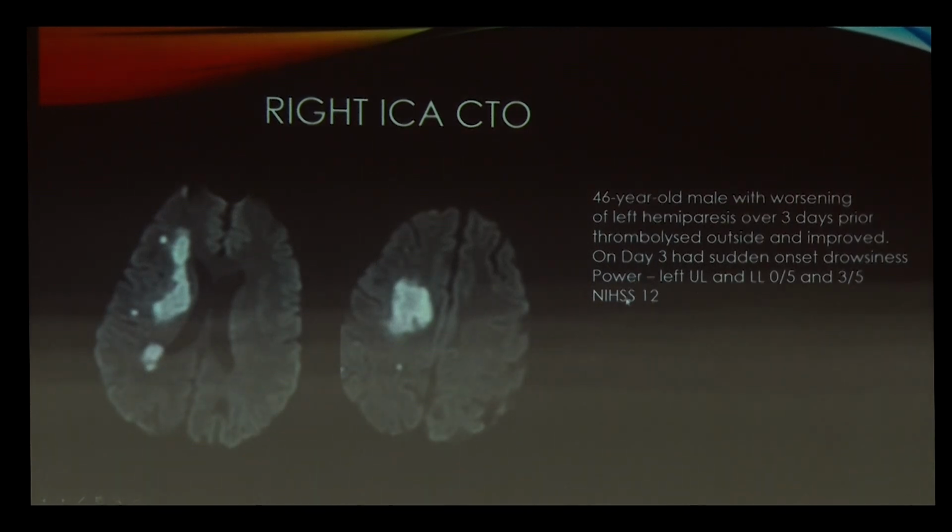This is a case of right ICA chronic total occlusion. This is a 46-year-old male who had worsening of left hemiparesis. He presented 3 days before with the onset. He was thrombolyzed in an outside hospital and he improved significantly. He presented to us 3 days later with sudden onset of drowsiness and worsening of the left hemiparesis. And this first MRI with us shows an increase in the size of the infarct compared to 3 days prior.